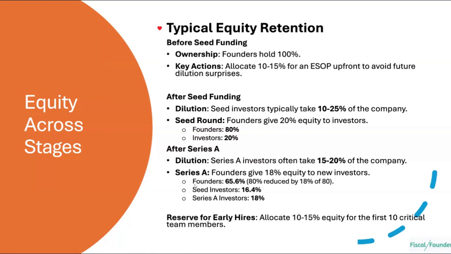All right. Just equity across the stages. Typically before seed funding, you've got 100%. Put some ESOP aside. We've talked about this. After your seed funding, your investors will take 10 to 25% of the company. Here's an example to show you how it dilutes after your seed round. So let's say you've got 80%, investors got 20%.